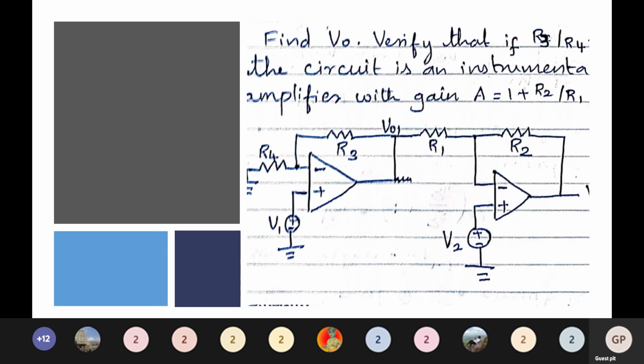Okay, let us try one more problem. Find V naught. Verify that if R3 by R4 equals R2 by R1, the circuit is an instrumentation amplifier with gain this much. I hope it is cut here. It is actually R3 by R4 is equal to R2 by R1. So it is not clear in the question. We have to first find the output expression. In the output, you have to make an assumption that the ratio R3 by R4 will be equal to R1 by R2. And finally, we should get the final expression, which will be the expression of an instrumentation amplifier.